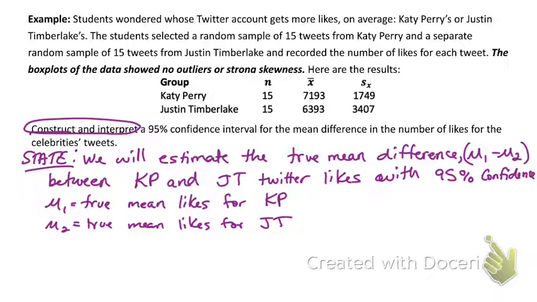So I've defined my mu1 and mu2, so I know which one is which. And I have said what I'm going to do. I'm going to estimate the true mean difference between their likes at a 95% confidence level. Any questions about state? I'll take that as a no. Are you guys ready to plan?